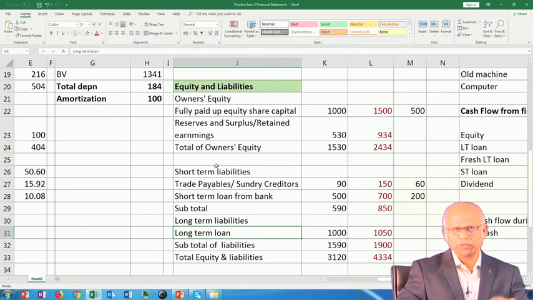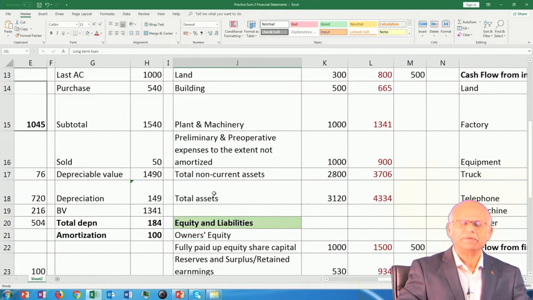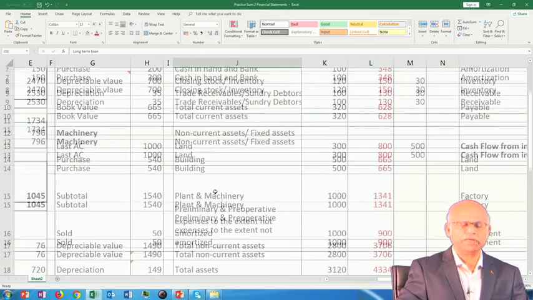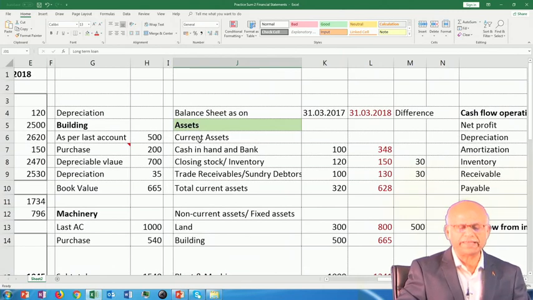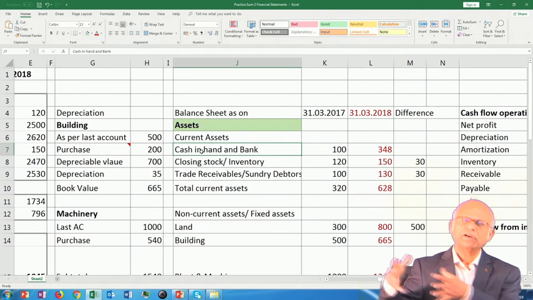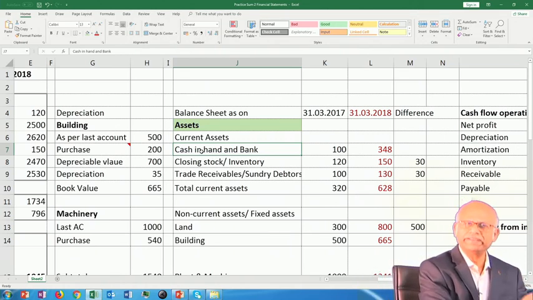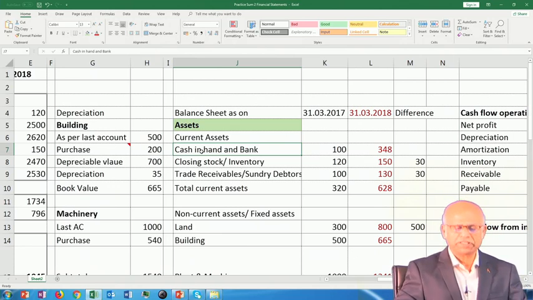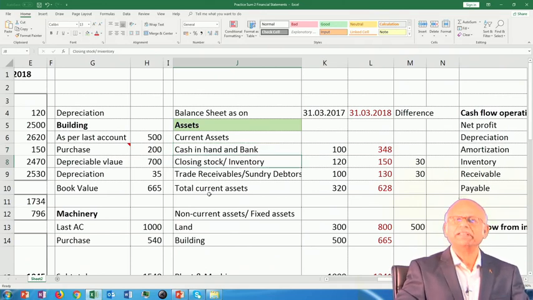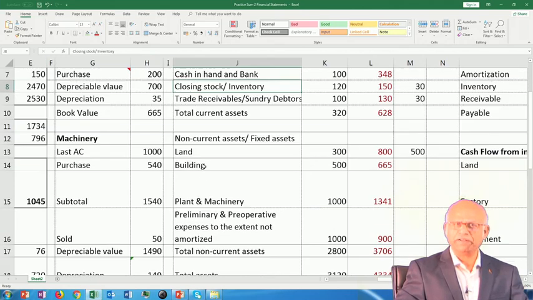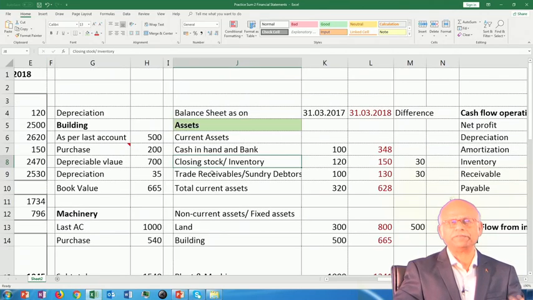But this is another source of money. All the items that you see in liabilities are sources of money, and all the items that you see on the asset side are an application of money, meaning you have used the money that you have received from different sources to create these assets. First thing is current assets, meaning raw material, receivables, and some money remains in the form of cash. Then non-current assets are land, building, plant, machinery, etcetera.